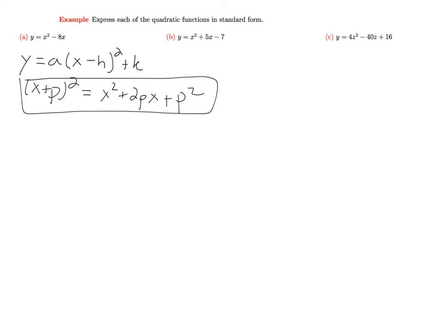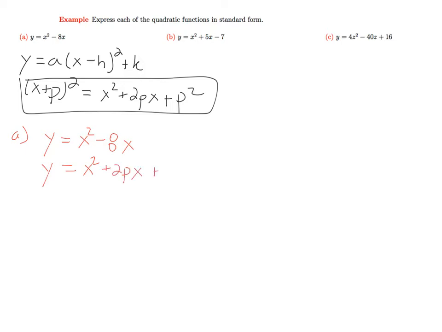So let's start with part A, and I'll do each of these on a separate slide since they may take up a little bit of space. For part A, we are going to compare the expression on the right side, x squared minus 8x, with a perfect square, which would be something of the form above.